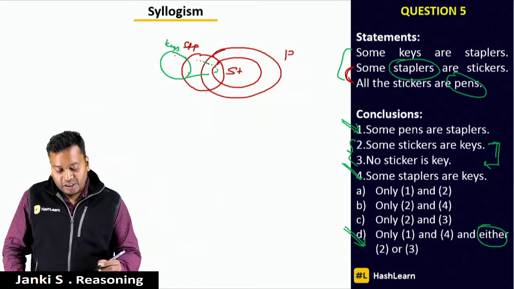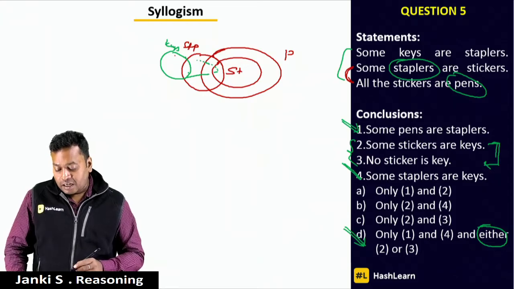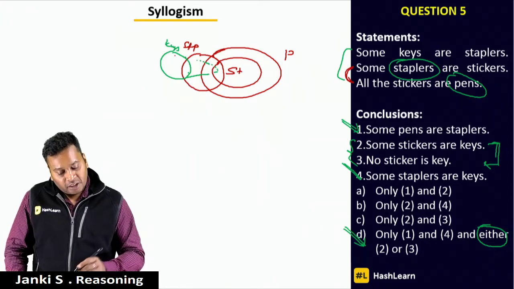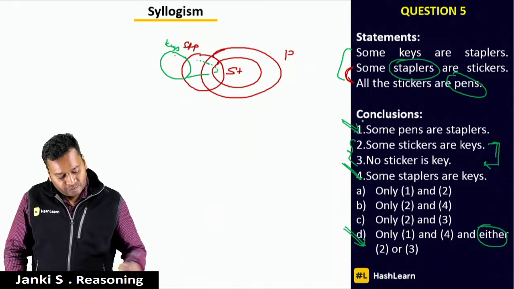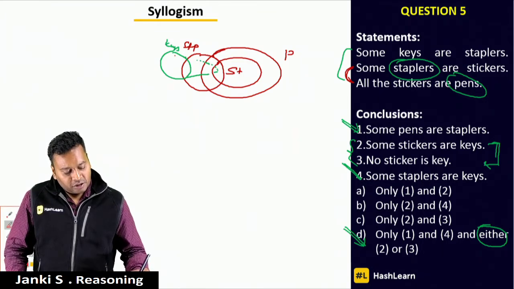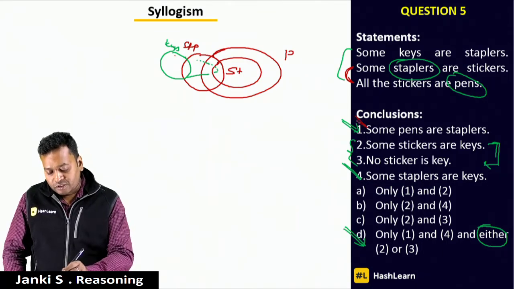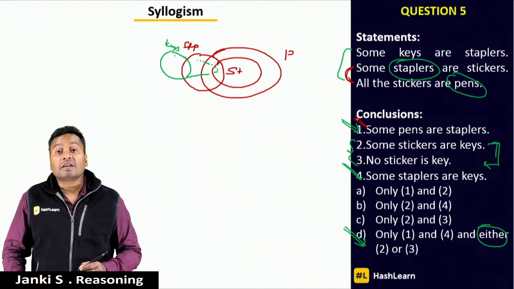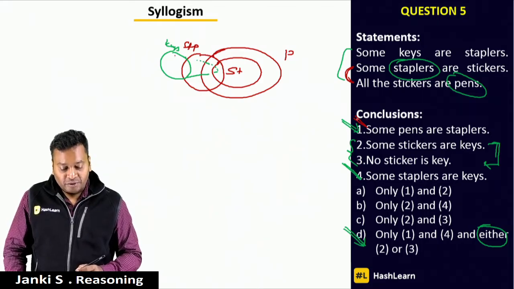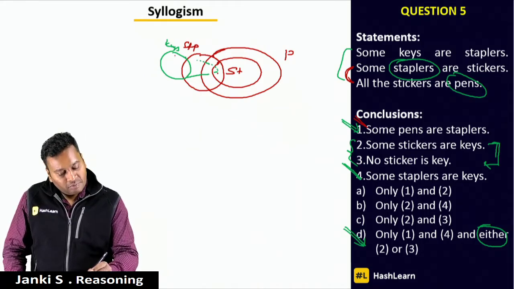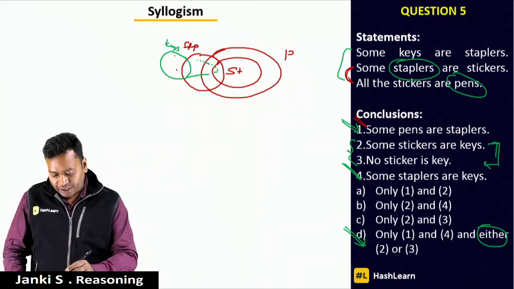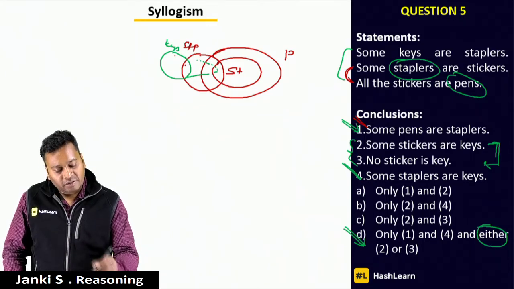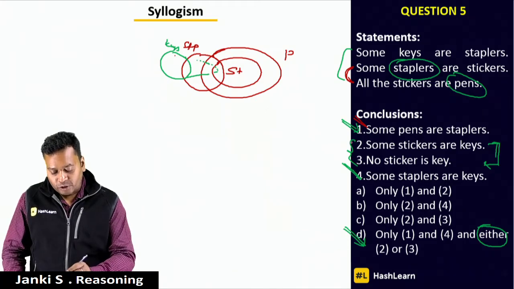Now what are the things we can check? Some pens are stapler, that is true. Going by the option, some pens are stapler is true. Some stickers are keys might be possible, might not be possible. No sticker is key might be possible, might not be possible, but out of these two, one of the formats is possible.